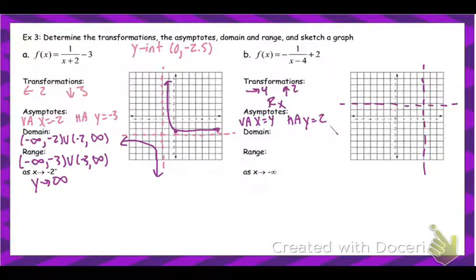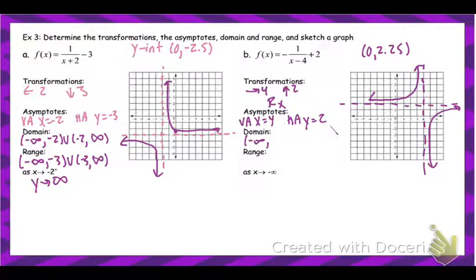And again, because it's reflected, it's going to go in these quadrants. Your intercepts will also help guide you to that. We'll talk on Friday about how to find the x-intercept, but for today, to find the y-intercept, if I plug in 0, that's negative 1/4 plus 2, so that's 2 1/4. And then again, that fits with where I drew my graph in relation to those asymptotes.